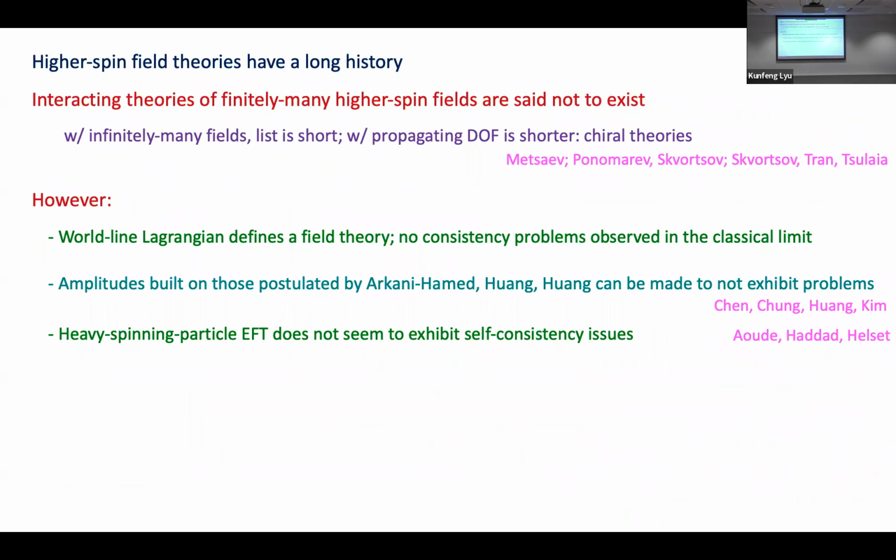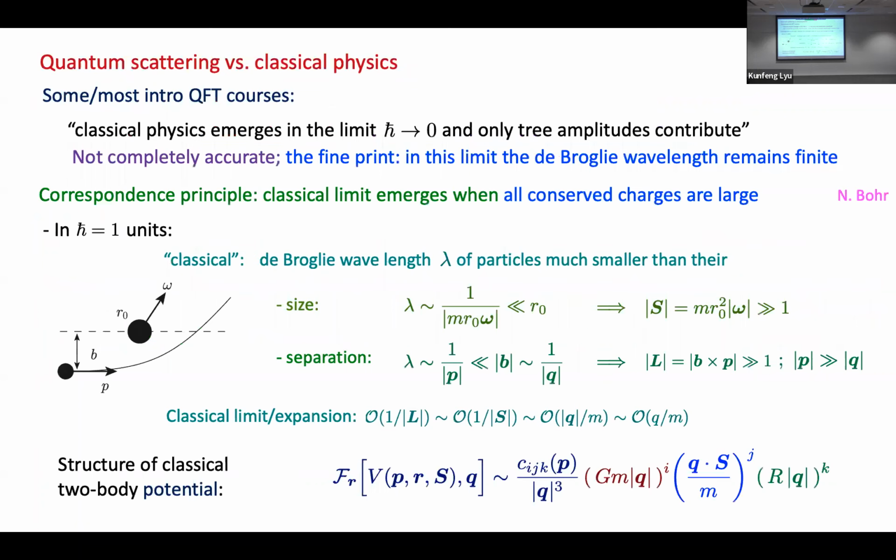So let's review the no-go theorems a little bit. The no-go theorems have been really powerful in the sense that we actually don't know of any interacting field theory of higher spin fields with finitely many fields. So because of this, let's talk first about classical physics and then talk about the action.